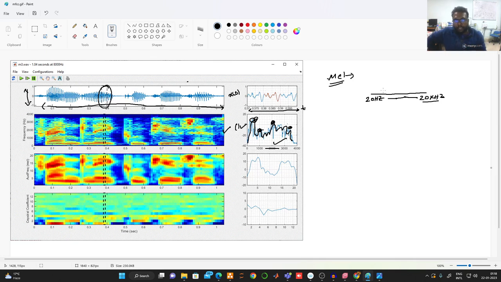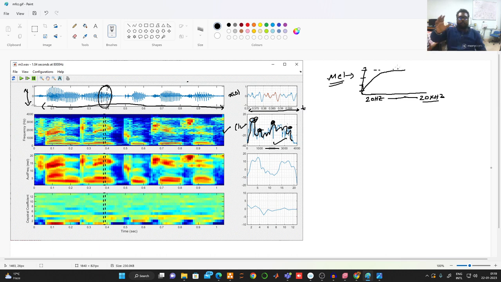Based on that, it has been found that for lower frequency zones, the frequencies can be easily distinguished, but once it goes high, we cannot distinguish them that easily.